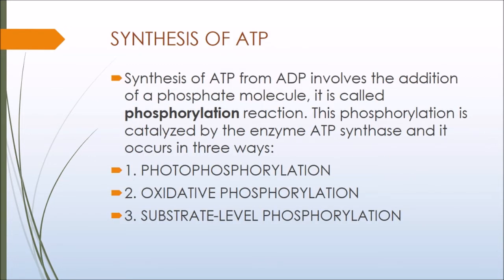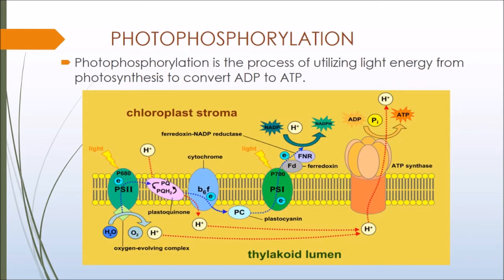Okay, we talked about what ATP is and how we can hydrolyze it and get energy by breaking down the bonds. But how do we synthesize the ATP? Synthesis of ATP from ADP involves the addition of a phosphate molecule. That's why it's called a phosphorylation reaction. And there are three ways of phosphorylation. The first one is photophosphorylation. Photo means light, so it's converting ADP into ATP by using light.